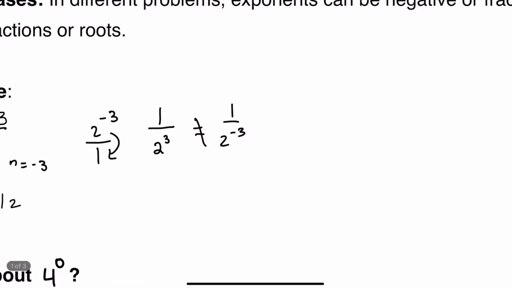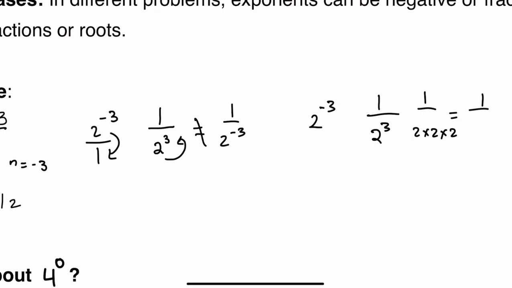Whenever it goes to the bottom, it always turns into a positive, because if you bring it back up, obviously it's going to be back to a negative. So once you have 2 to the power 3, you solve it just like you did originally. It's going to be 1 over 2 times 2 times 2, because the 2 is being multiplied by itself 3 times, which gives us 1 over 8.